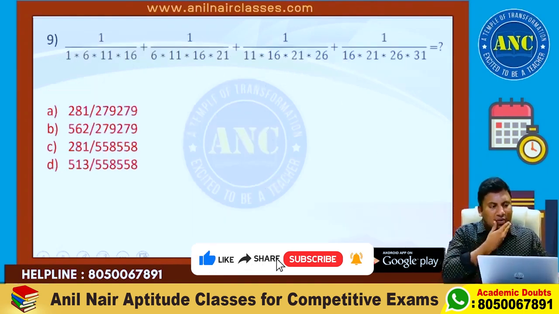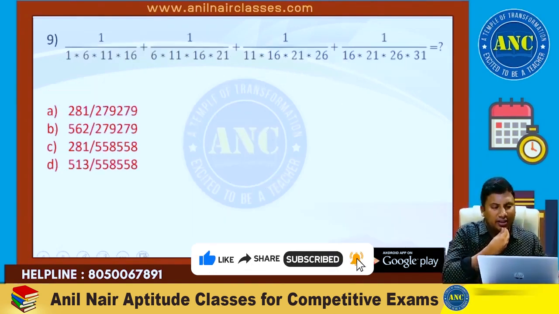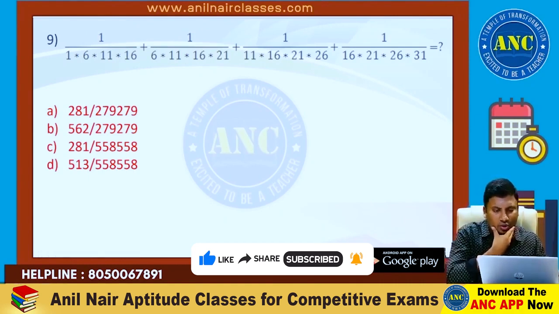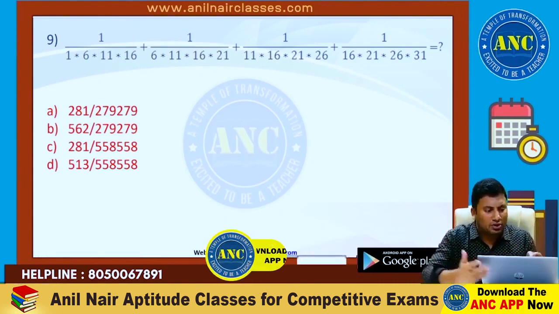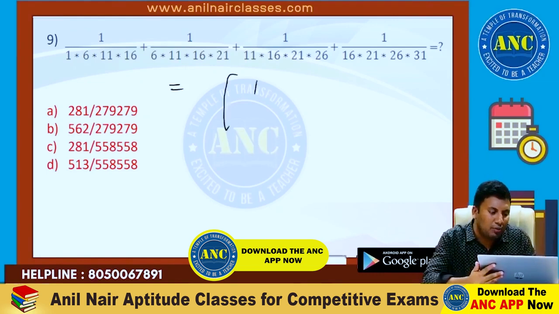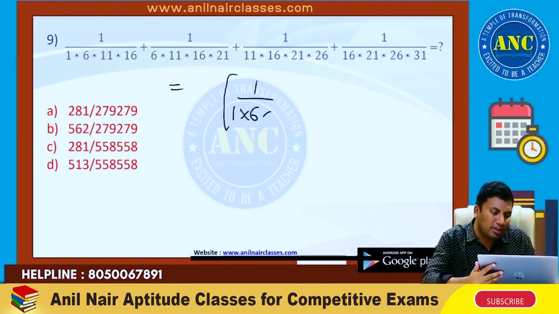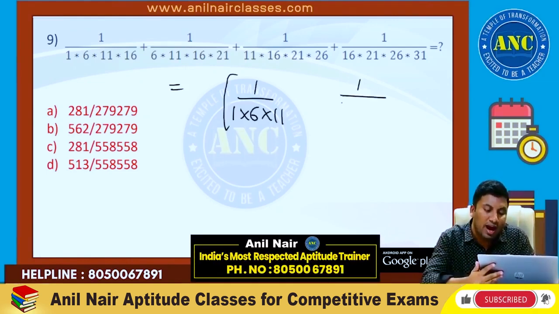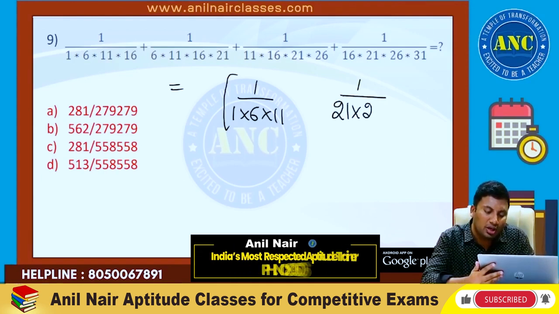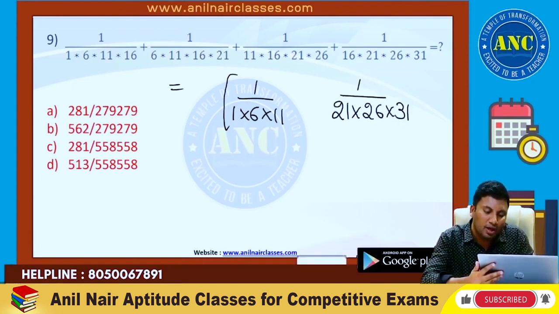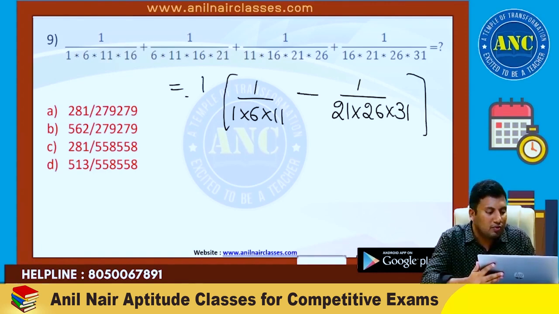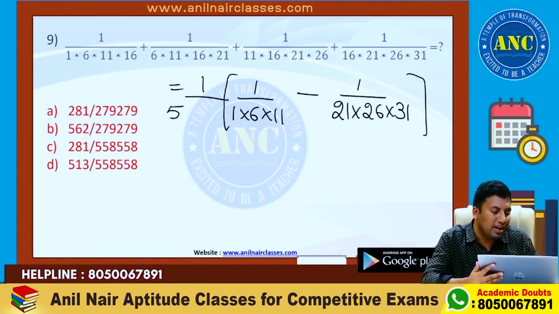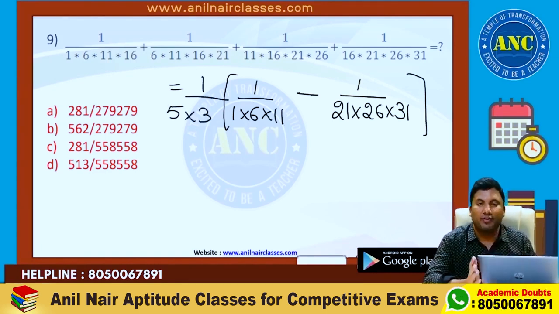Now next question. 1 by 1 into 6 into 11, 11 into 16, 6 into 11 into 16 into 21 and so on up to. So the answer is nothing but 4 numerical values are there. Write down the first 3 numerical values and write down the last 3 numerical values. 1 by difference is 5. 4 numerical values will become 3.